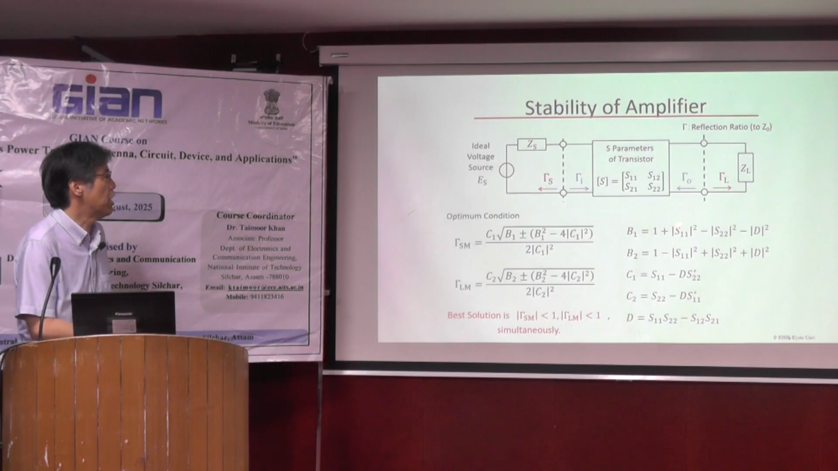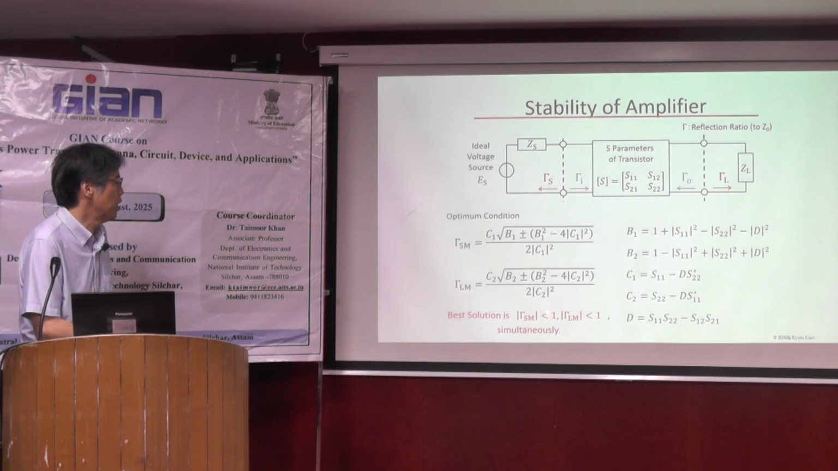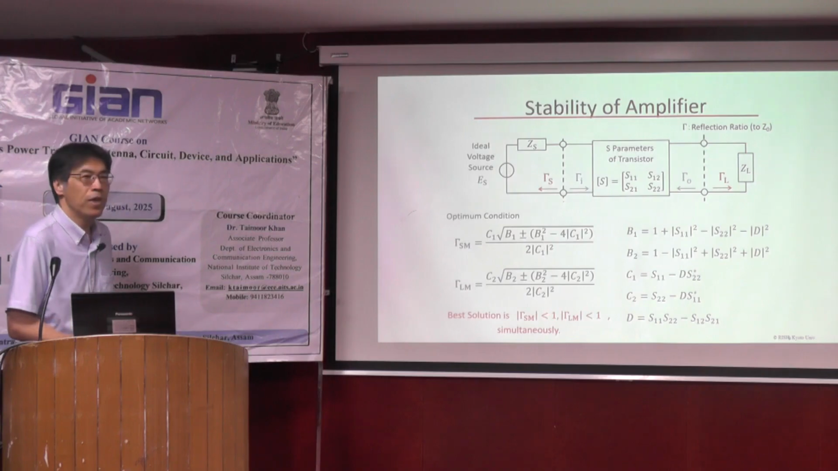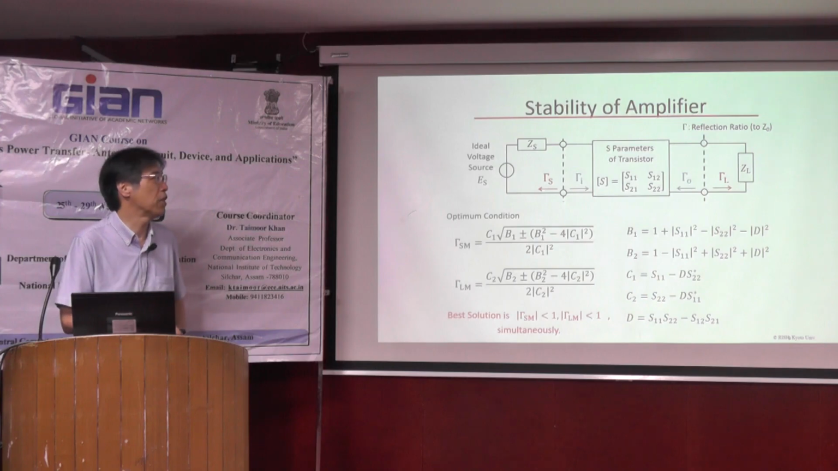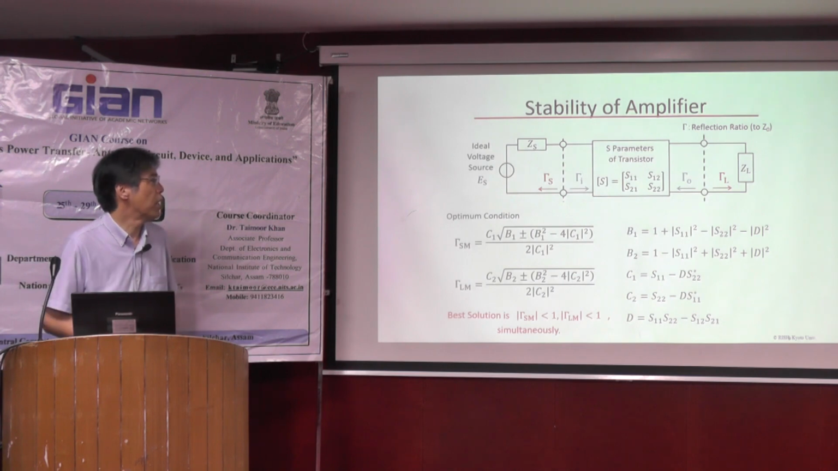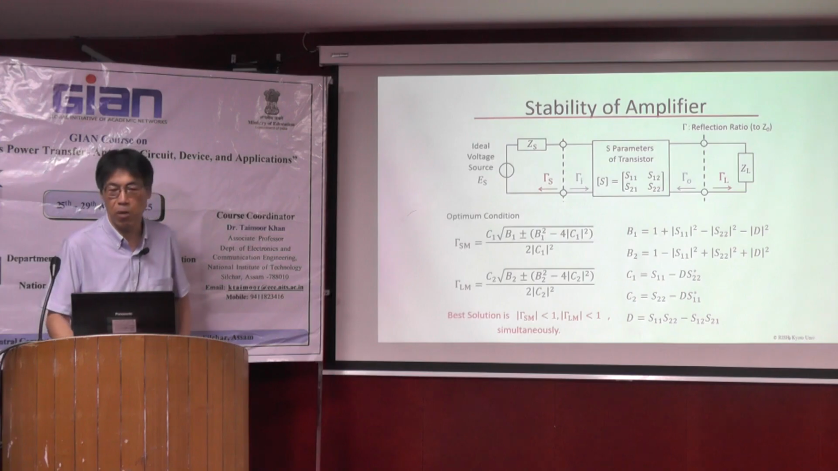So here you can see there are a lot of S parameter here. And the best solution is both parameters will be below 1. And if this parameter is over 1, this amplifier will not be stable, and this amplifier becomes generators. So when we design the amplifier, we have to measure this parameter, and we have to check this optimum condition of the stability of amplifier.